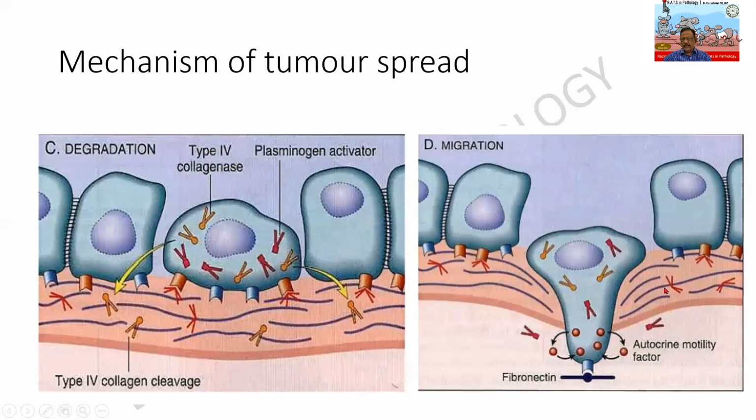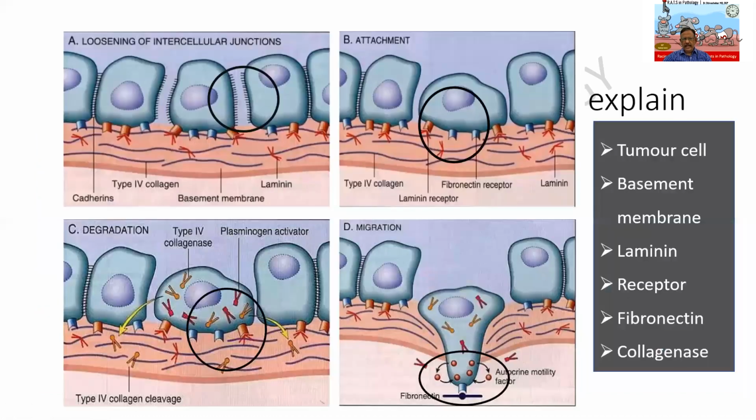And look at this one, the collagen is mostly dissolved and the tumor cell is seen traversing the entire collagen. So this is the mechanism.